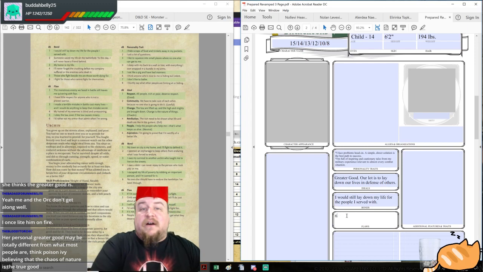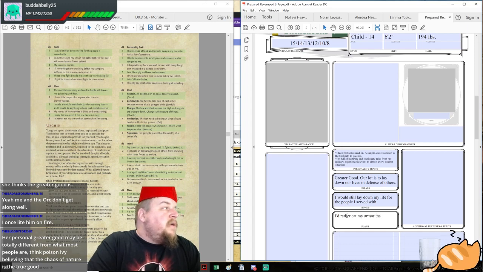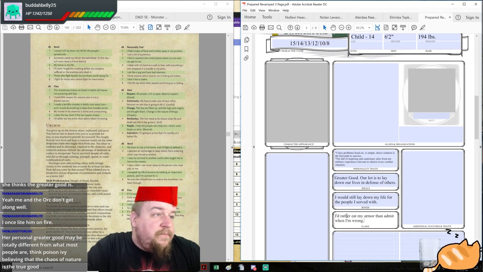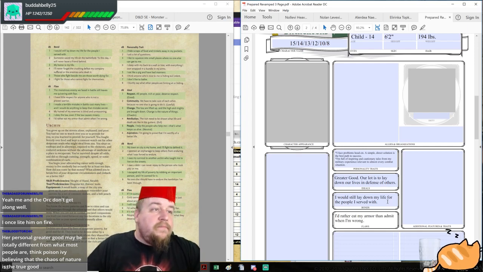And what is her flaw? It is number 6: I'd rather eat my armor than admit when I'm wrong. Very stubborn girl. Very stubborn.